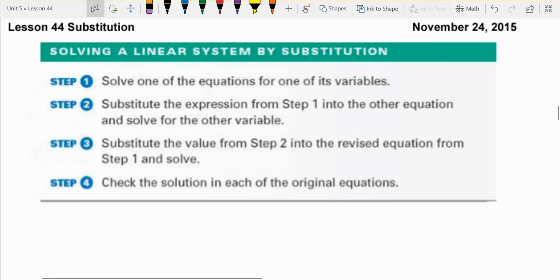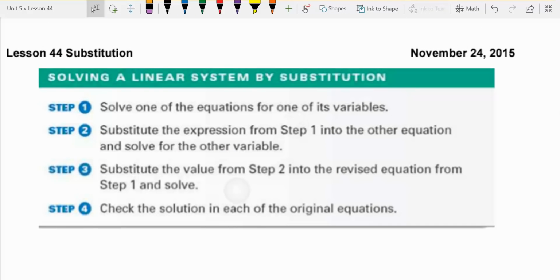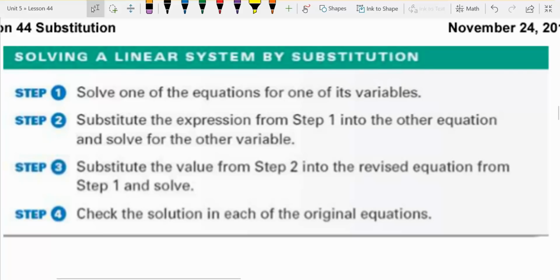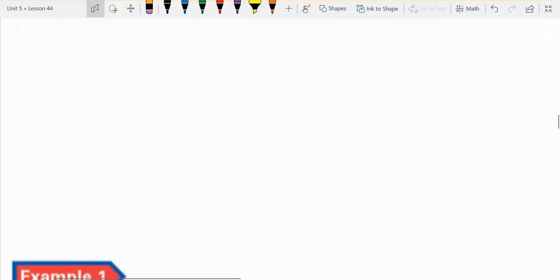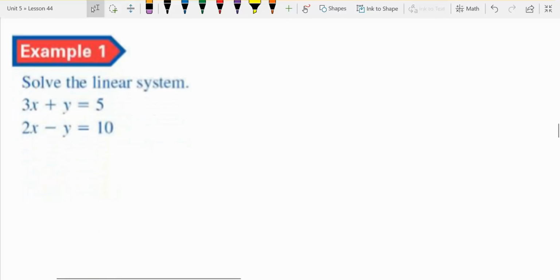Our steps to solving an equation using substitution. Step 1, solve one of the equations for one of its variables. Step 2, substitute the expression from step 1 into the other equation and solve for the other variable. We want to have these memorized. Step 3, substitute the value from step 2 into the revised equation from step 1 and solve. And then step 4, check our solution in each of the original equations, so plug it in at the end.